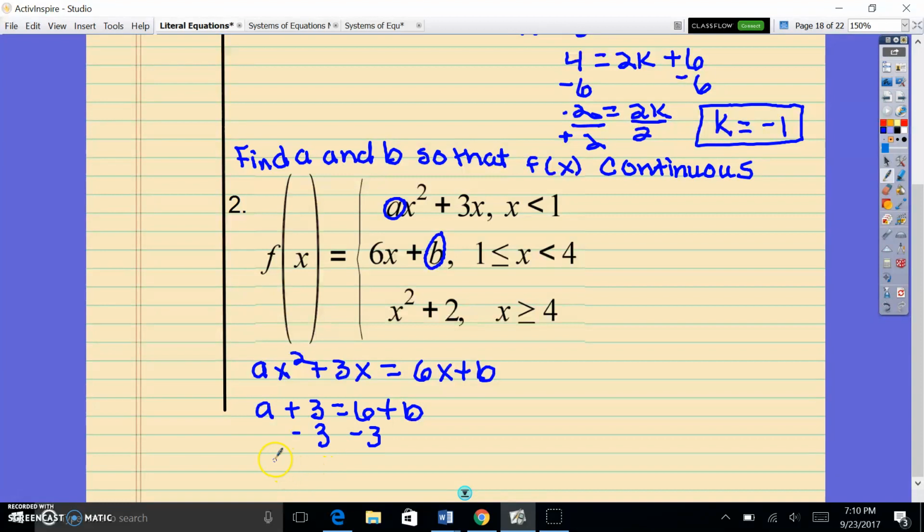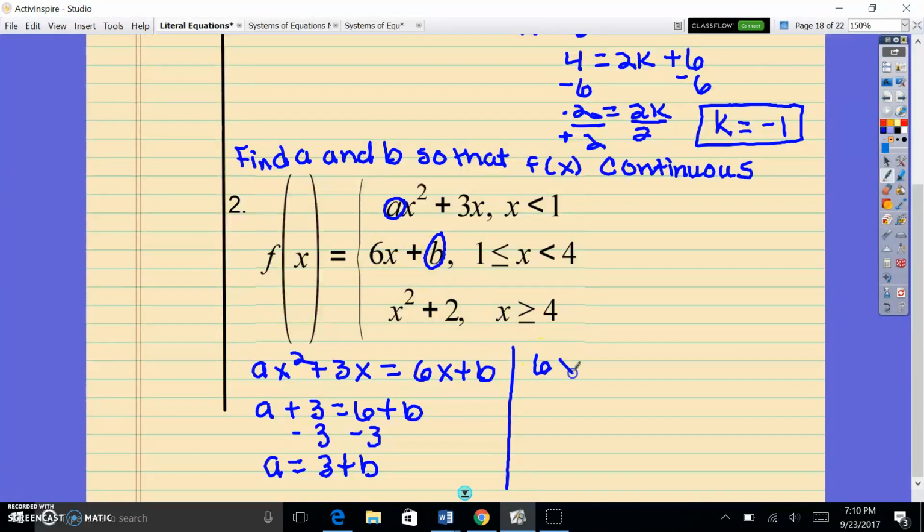It wouldn't have mattered, but I'm just going to go ahead and pick a since it's on the left side. So I have 3 plus b. So whatever b is, if I add 3, I get a. Okay? So I'm going to leave that alone. And then I'm going to work with the second and the third one. I'm going to connect these.